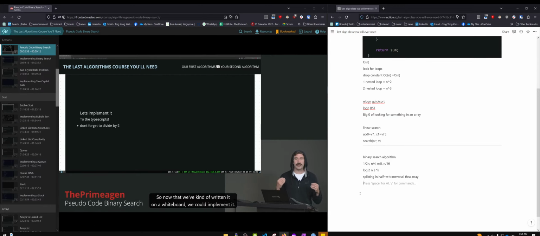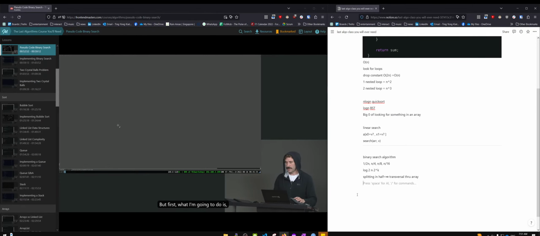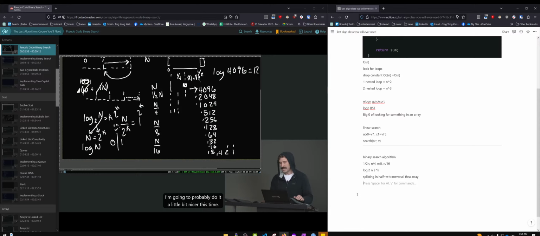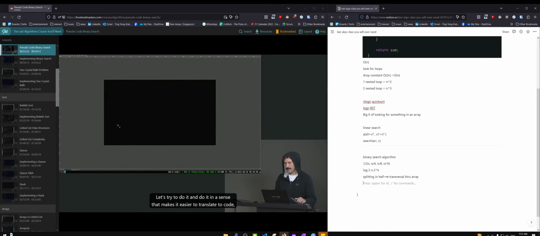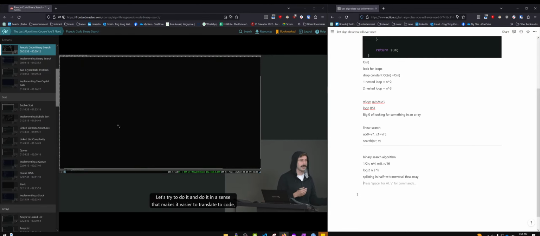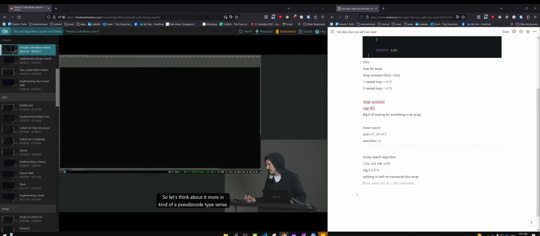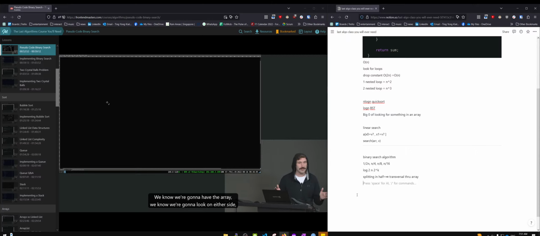So now that we've written it on a whiteboard, we could implement it. But first, I'm going to probably do it a little bit nicer this time. Let's try to do it in a sense that makes it easier to translate to code. All right? So let's think about it more in a pseudocode type sense. We know we're going to halve the array. We know we're going to look on either side. We know we're going to do this, so let's do it a little bit better.